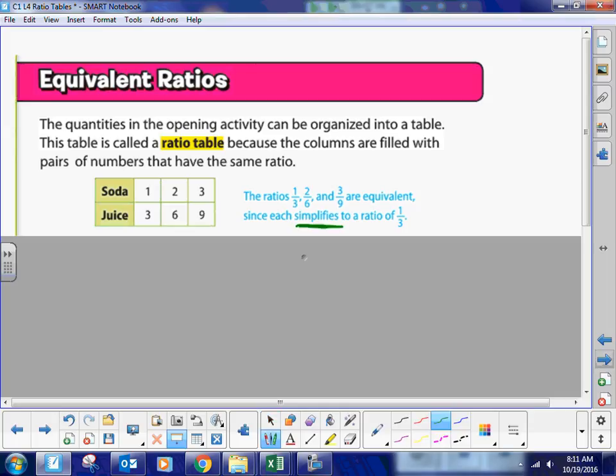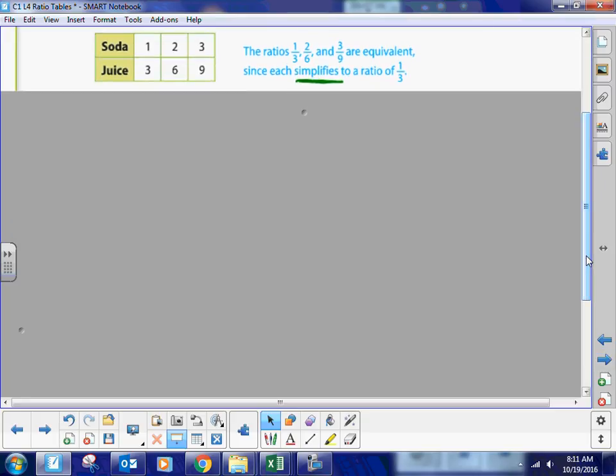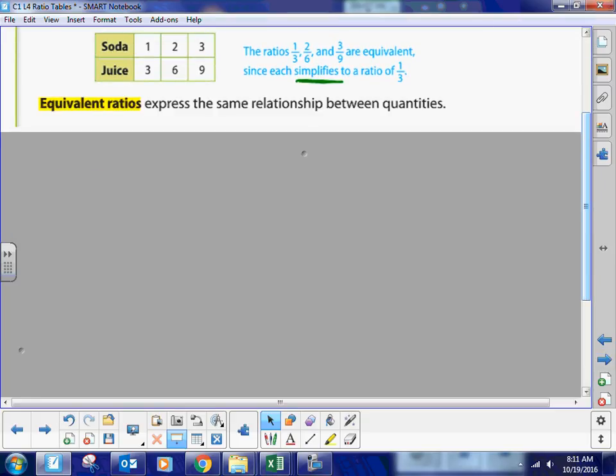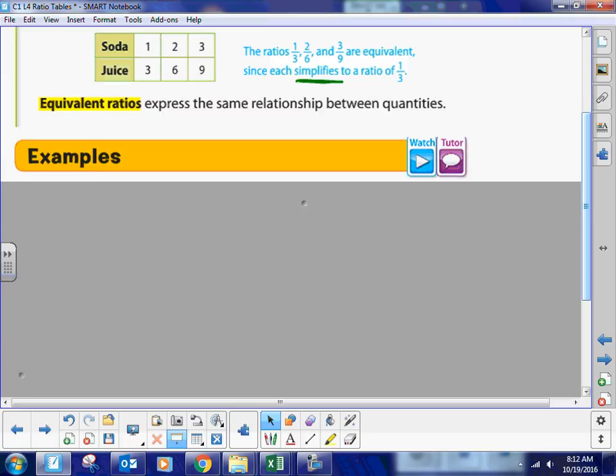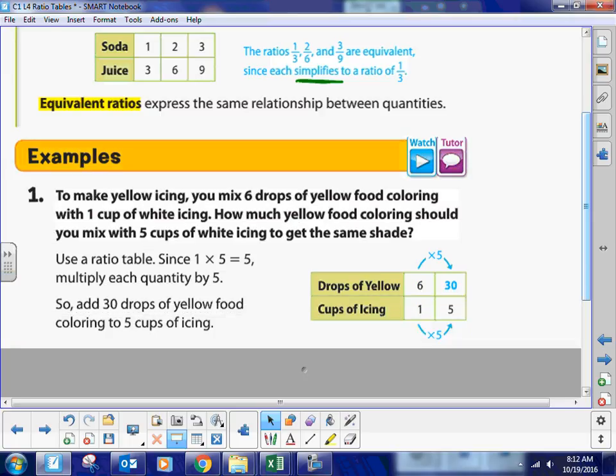Simplifying it. And you would find out, so we've answered both our main essential question, and we've already answered the lesson essential question. You should be looking at that stuff to understand what it is that we're trying to learn. That's what those essential questions are there for. Okay, equivalent ratios express the same relationship between quantities. Okay, it's a 1-to-3. For soda to juice, it's a 1-to-3 ratio. 1 soda for every 3 juice. Or the other way around, 3 juice for every 1 soda.